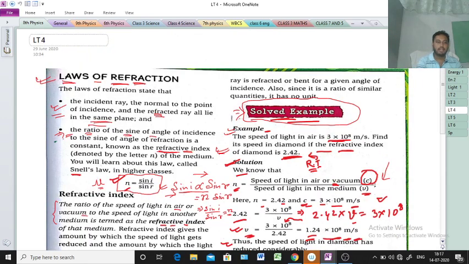So if you read this para, the ratio of the sine means this thing. Sine of angle of incidence to the sine of angle of refraction is a constant, known as refractive index and denoted by n of the medium. Is it clear? Okay, now you can read this para.